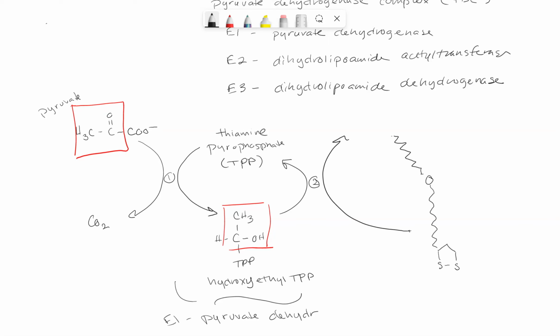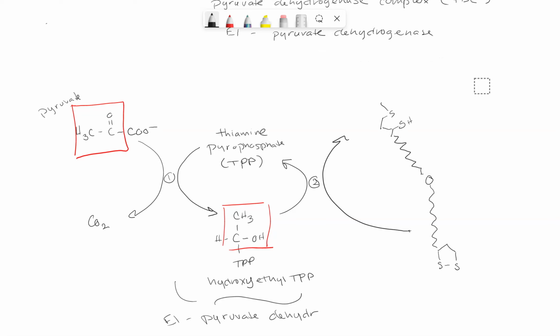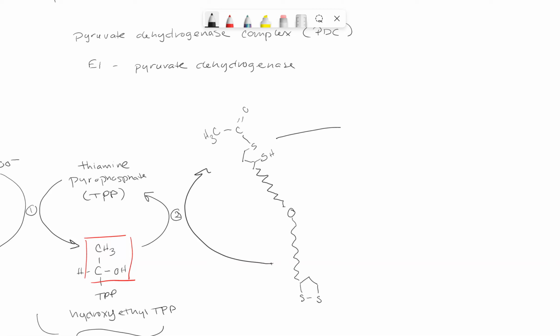Maybe I give myself enough space here. Let's see here. Barely. I'm going to have to make a little bit of room here. And you can see that we've now added the acetyl group to this lipoic acid arm. And this is now primed for the addition of the coenzyme A to the acetyl group. So this happens on the third step.